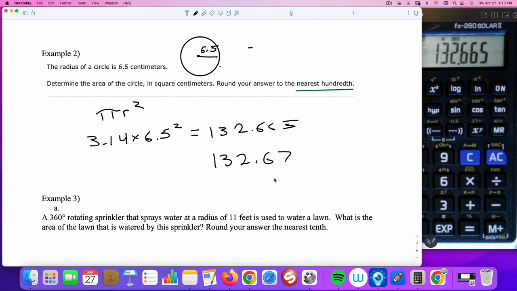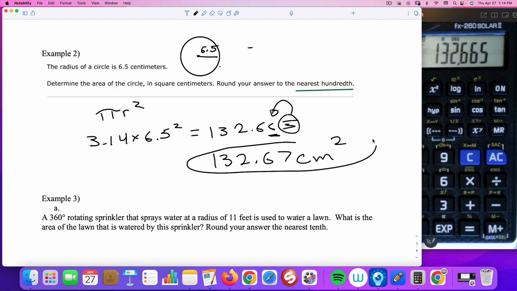Voice off, 3, 2, 1. So if I round to the nearest hundredth, I can't leave it as 665. I'm going to go to the 5. If this is 5 or more, up the score for the hundredth place, and this would be 132.67 centimeters squared. If your equation has a 2 at the top of any number, your unit will also have that squared sign.